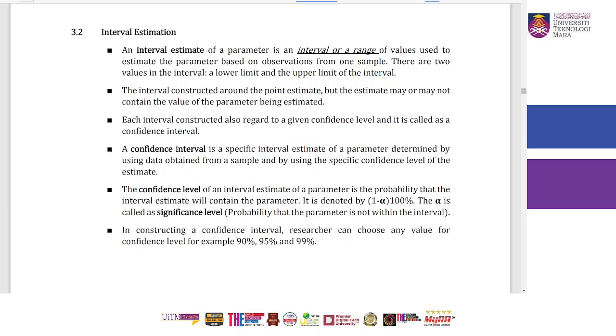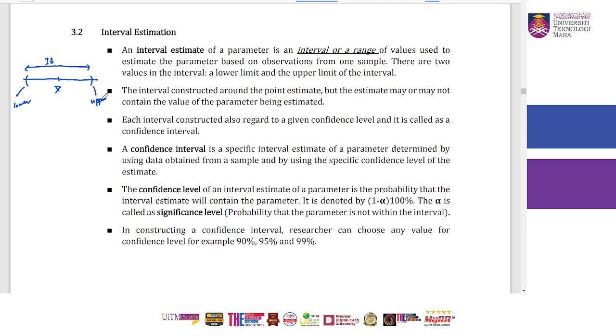estimate. So sebagai contoh, katakan kita ada satu nilai mean kat sini, okay. So, interval estimation, dia akan bagi yang nilai ni. So, this is the interval. So, this is the interval estimation. So, saya letak kat sini IE je lah. So, dia ada confidence level. Dia ada lower and you have the upper value.